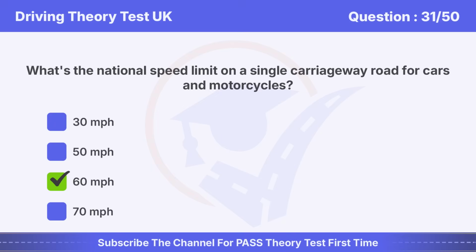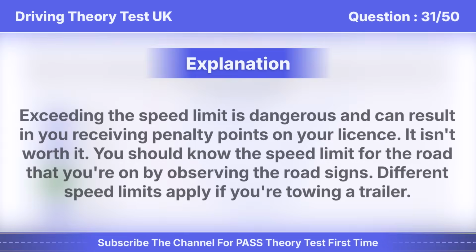Answer is C. 60 miles per hour. Exceeding the speed limit is dangerous and can result in you receiving penalty points on your license. It isn't worth it. You should know the speed limit for the road that you're on by observing the road signs. Different speed limits apply if you're towing a trailer.